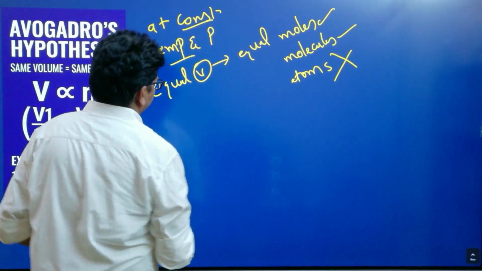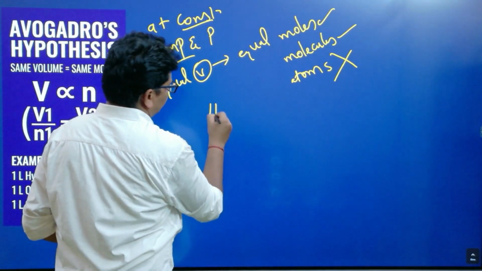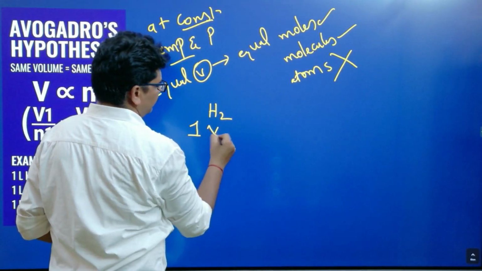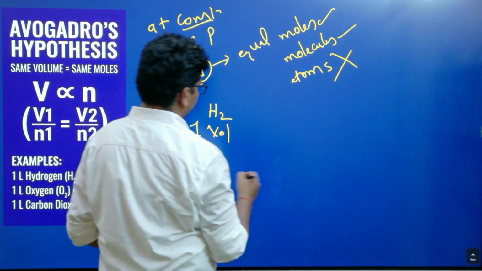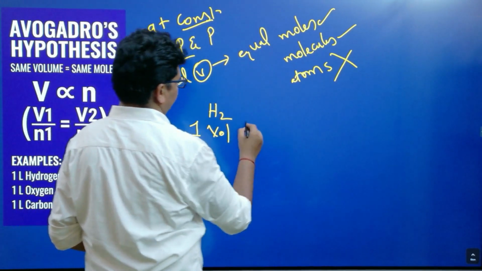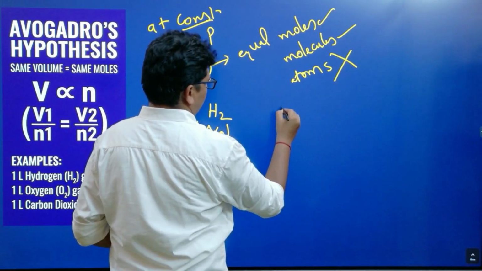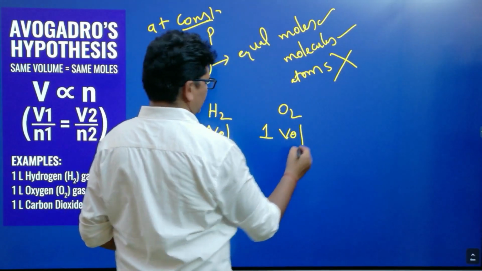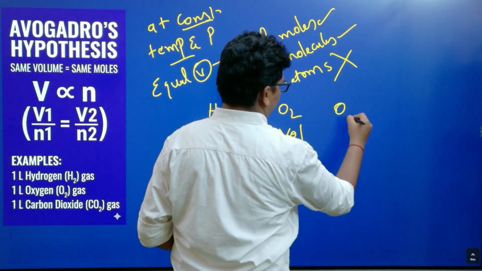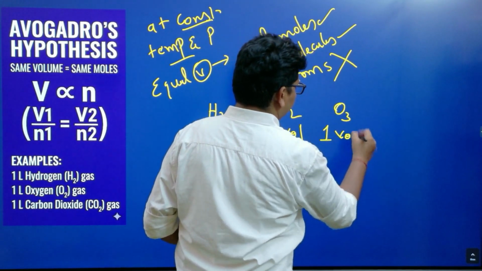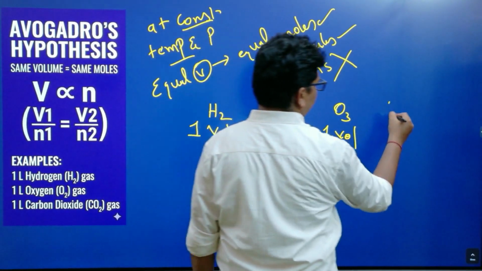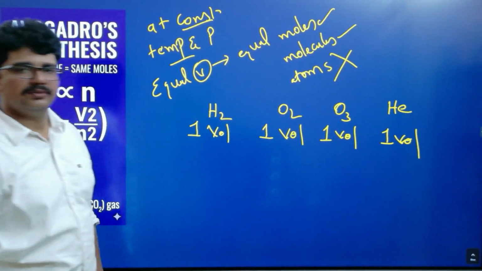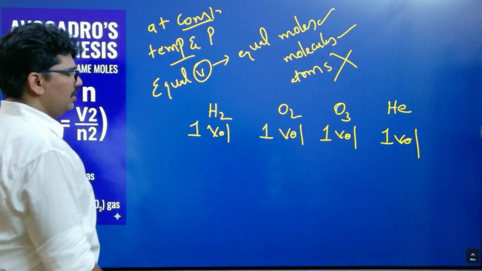For example, I am taking one volume hydrogen gas and one volume oxygen gas, one volume ozone and one volume helium. Different gases I am taking.